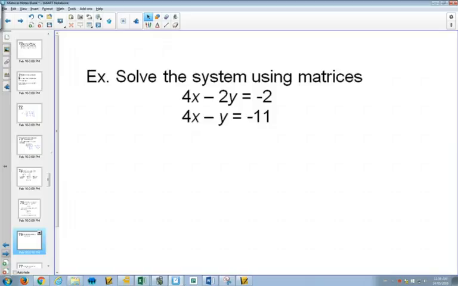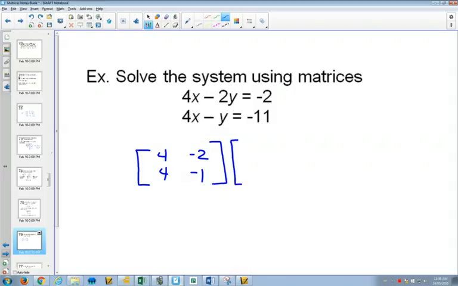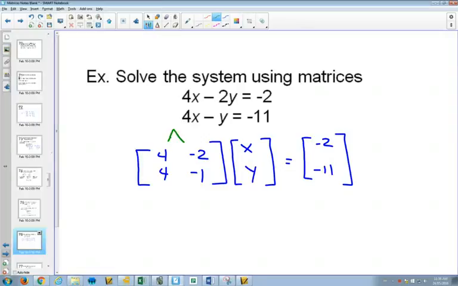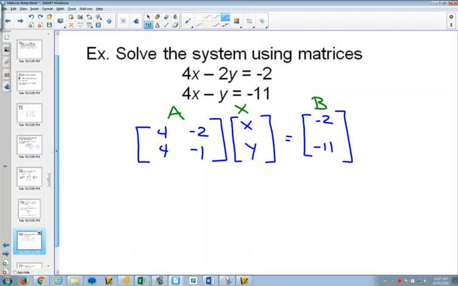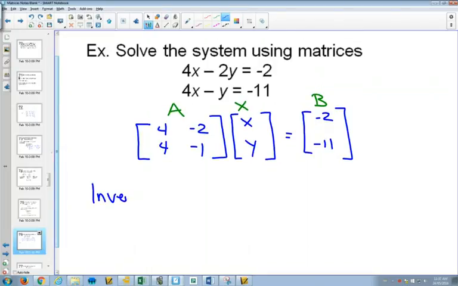So, here's the same equation. Now we're going to set this up with our matrices. We've got 4, negative 2, 4, negative 1 as our coefficients. X, Y is our variables. Negative 2, negative 11 as our answer. If I name these A, X, and B, we now have to find the inverse of A.